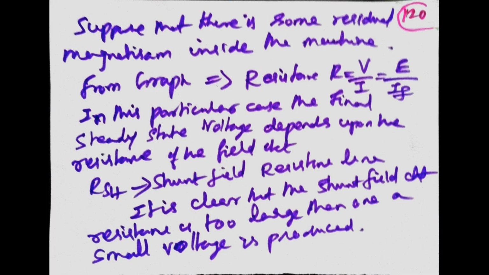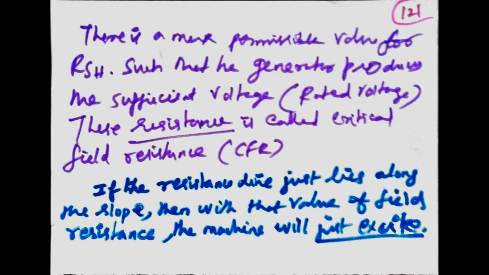Suppose there is some residual magnetism inside the machine. From the graph, resistance R is equal to V divided by I, which is equal to E divided by IF. In this particular case, the final steady state voltage depends upon the resistance of the field circuit, the shunt field resistance line. If the shunt field circuit resistance is too large, then only a small voltage is produced. There is a maximum permissible value of RSH such that the generator produces sufficient, rated voltage. This resistance is called the critical field resistance.